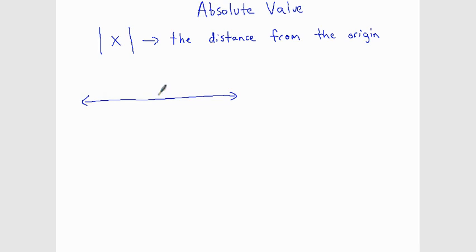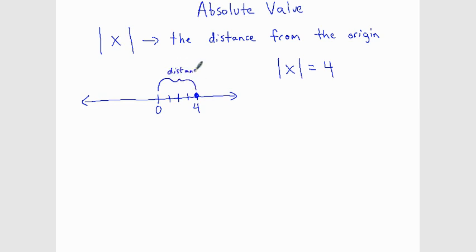The origin is 0. And so we just have to figure out, okay, so say I had the equation absolute value of x equals 4. What does this mean? Well, it means my distance from the origin is 4. So, 4 is 4 away from the origin. So 1, 2, 3, 4. That works. This is a distance of 4.